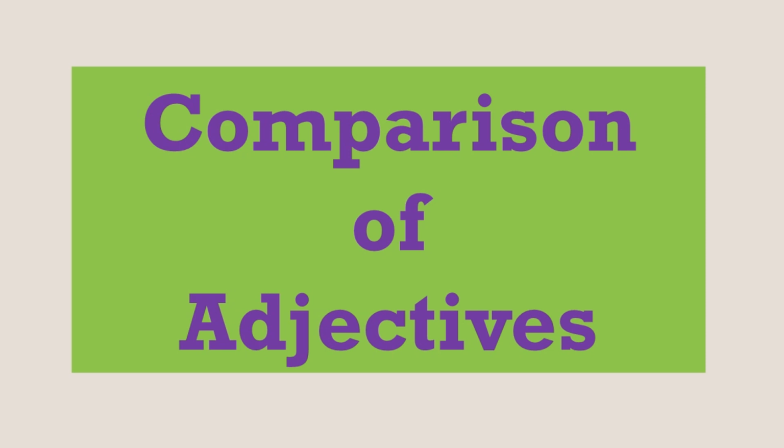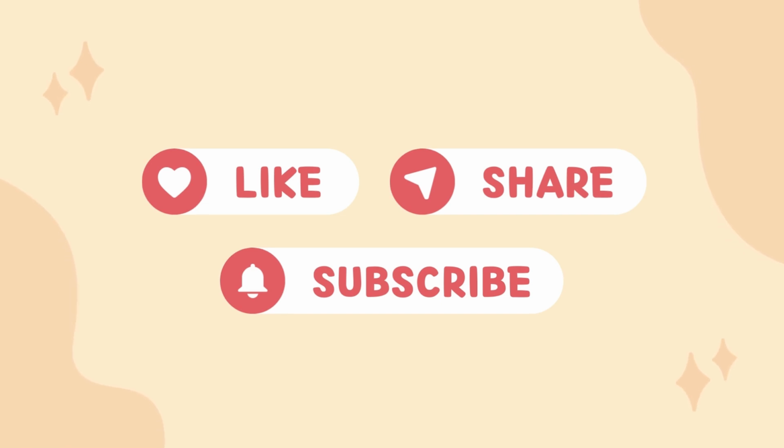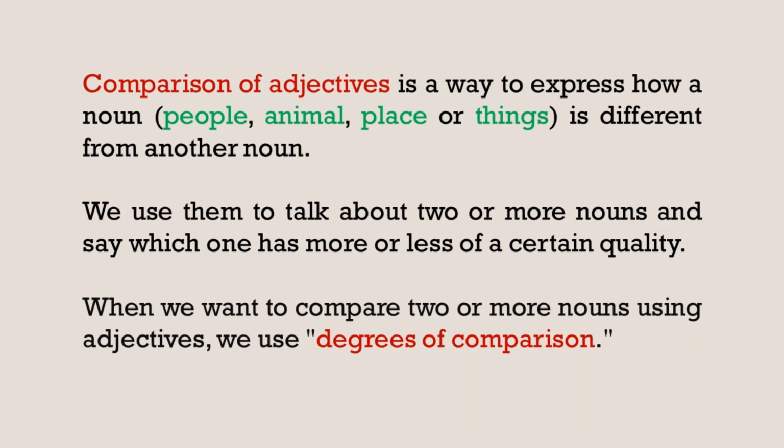Today we are learning comparison of adjectives. Comparison of adjectives is a way to express how a noun is different from another noun. We use them to talk about two or more nouns and say which one has more or less of a certain quality.